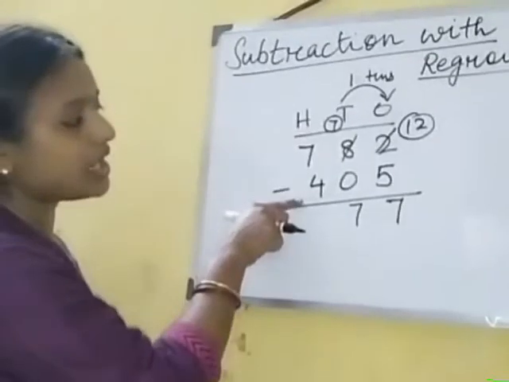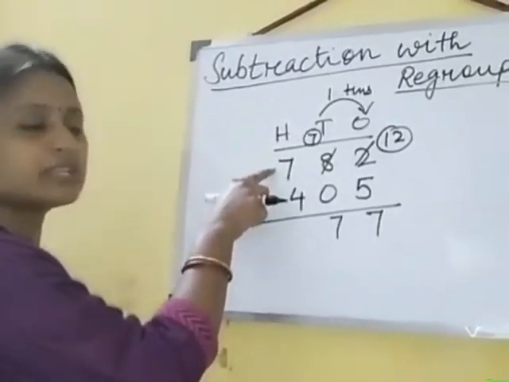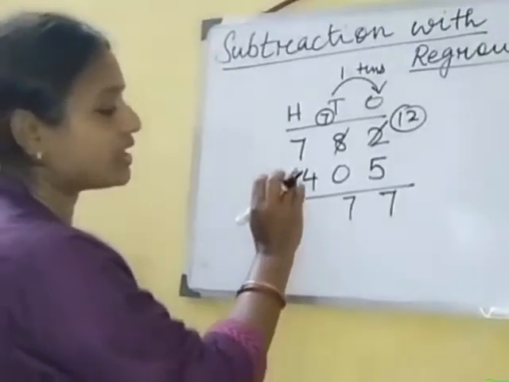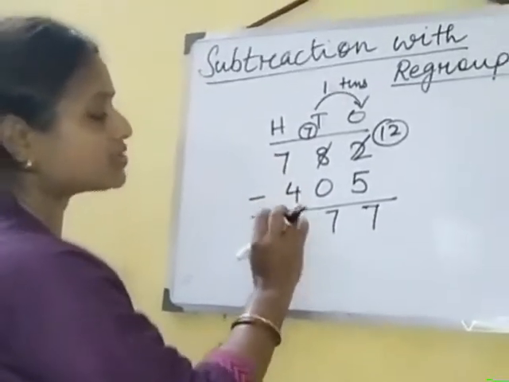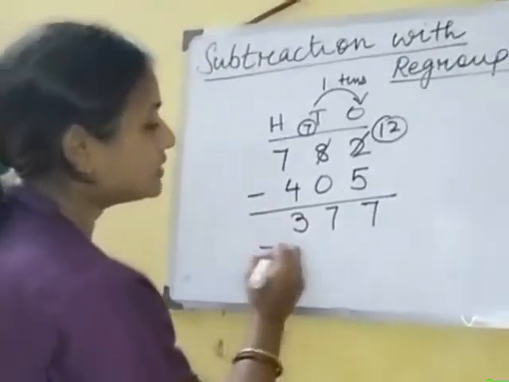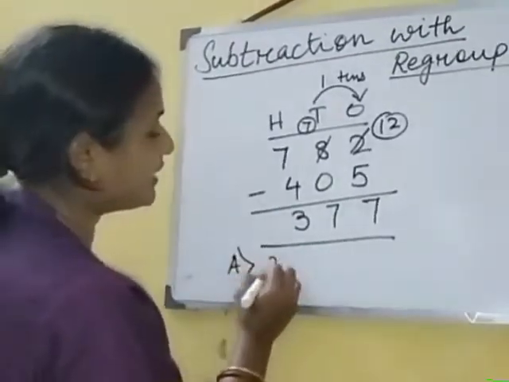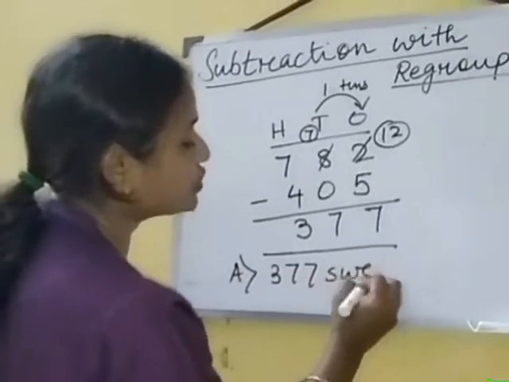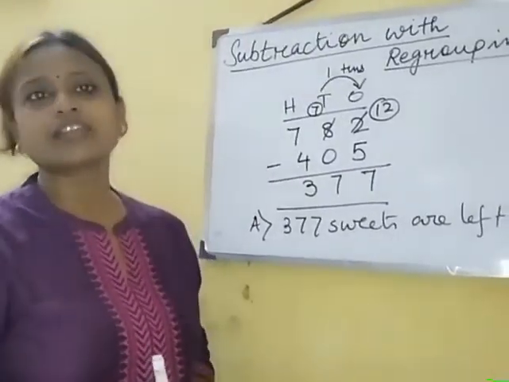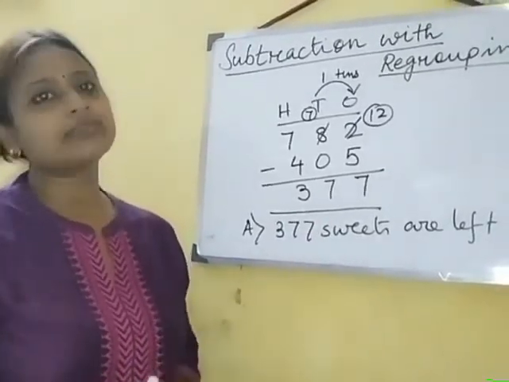Now we are coming to the hundreds place. Already 7 is bigger than 4. So nothing we have to do, just we will do the subtraction. After 4, when 7 will come, we'll stop. 5, 6, 7. 7 has come in 3 place. So this is the answer. 377 sweets are left. We have learned how to do subtraction without regrouping and with regrouping.